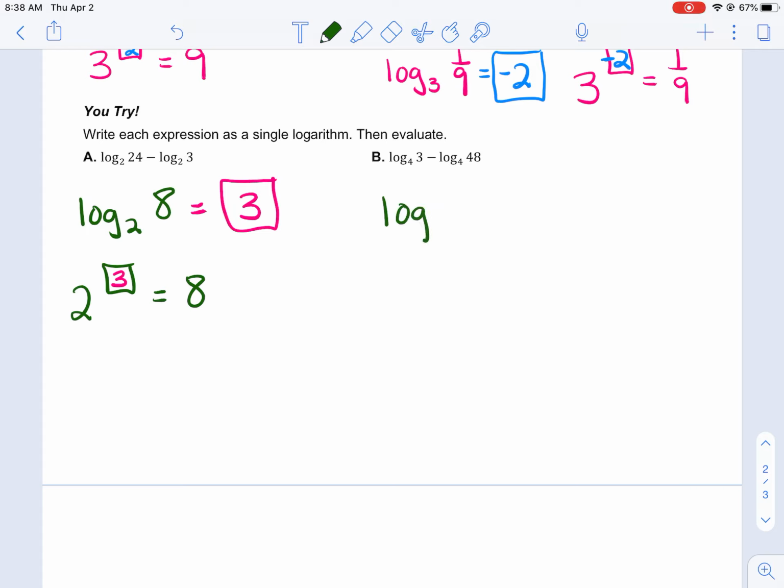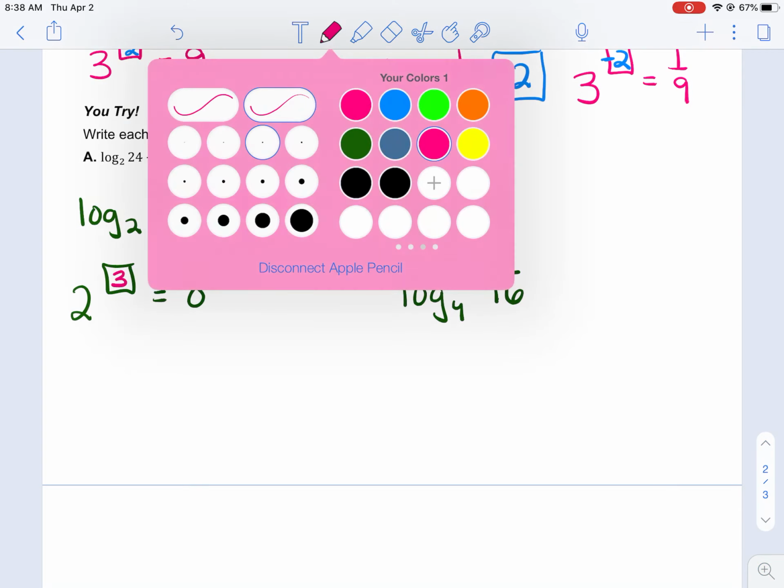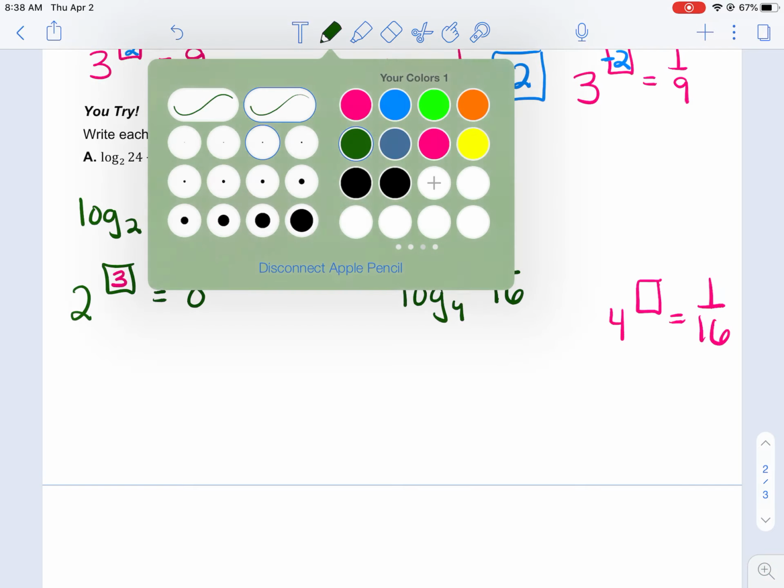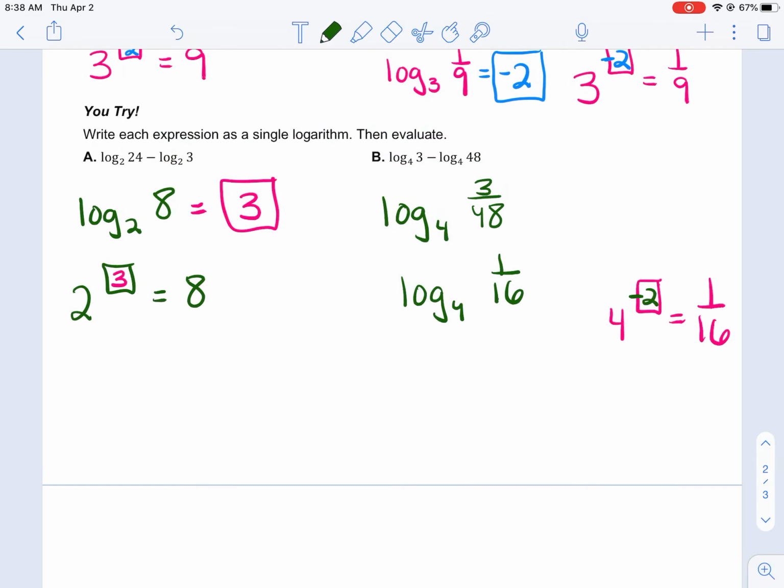Okay, and then this last one, we've got log base 4 of, we have to divide 3 over 48. So that's going to be log base 4 of 1 over 16. And so then we're going to say 4 to what power is 1 over 16? And so that's going to be -2. So the answer is -2.